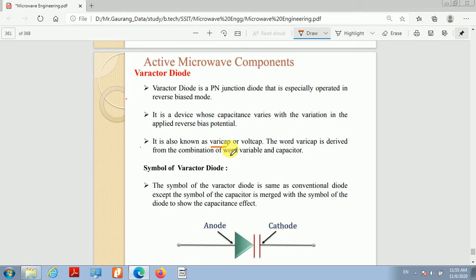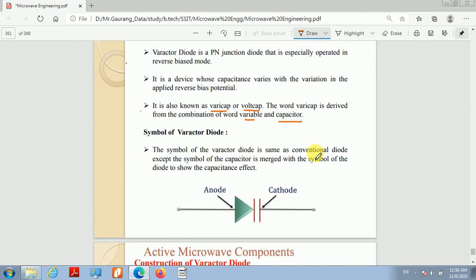Varicap means variable capacitor diode, or volt cap, and the word varicap is derived from the combination of two words, variable and capacitor. So as I mentioned, the capacitance value of this diode is varied by changing the reverse bias voltage. It means that it provides variable capacitance. Hence from the words variable and capacitor, the word varicap is derived.